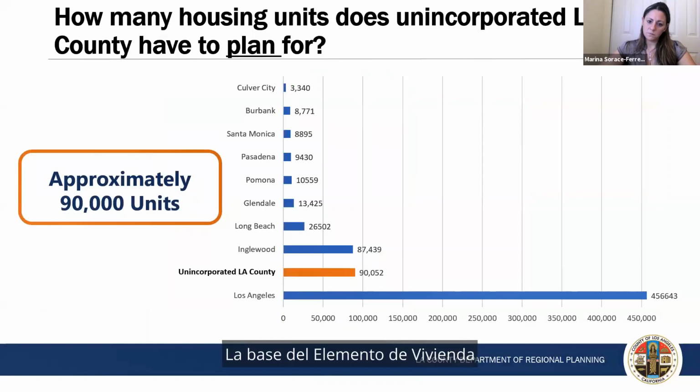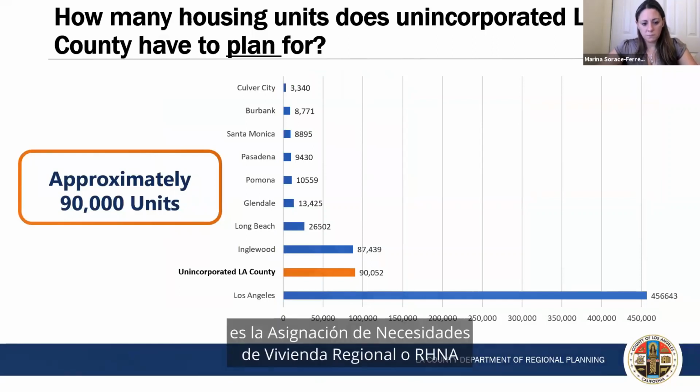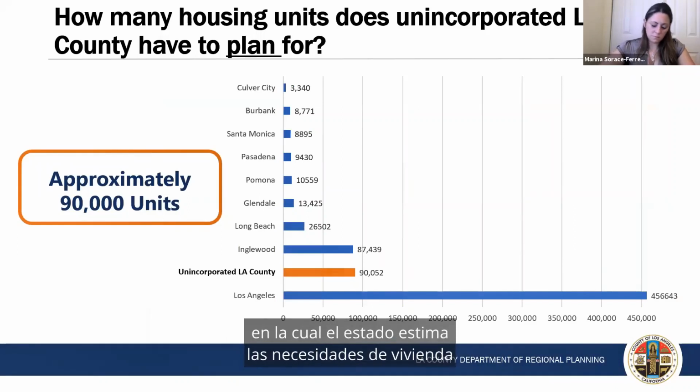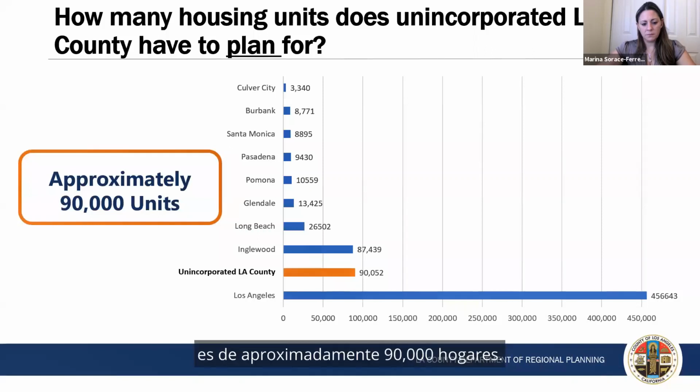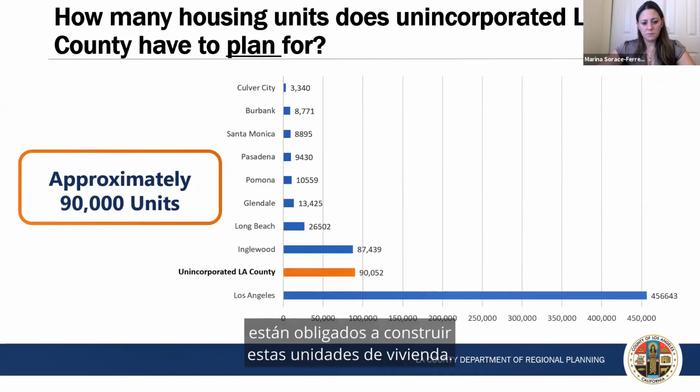The foundation of the housing element is the Regional Housing Needs Allocation, or RHNA, in which the state estimates each region's housing needs for the upcoming 8 years. The RHNA for the unincorporated areas for 2021 through 2029 is approximately 90,000 homes. This is the largest number the county has ever had to plan for. However, it should be noted that neither property owners nor the county are required to build these housing units.